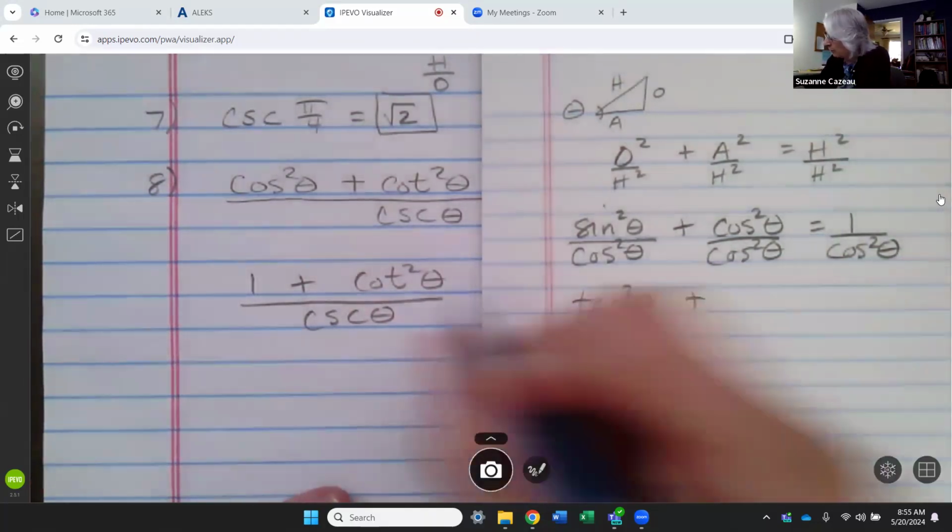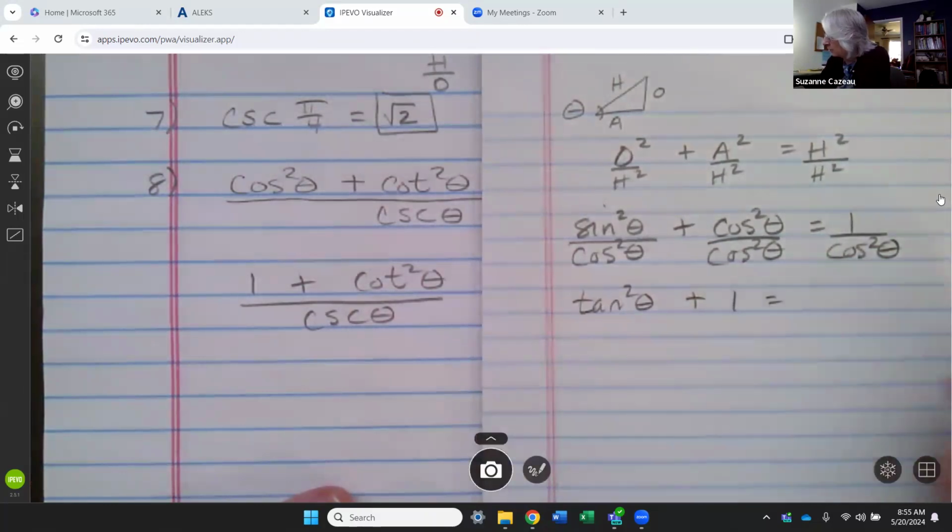Okay, I was just trying to get the one for this. And the reciprocal of cosine squared is secant. See, I did the wrong one, but that's all right. Secant squared.